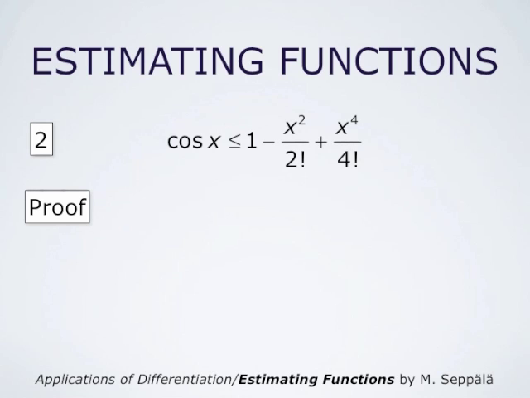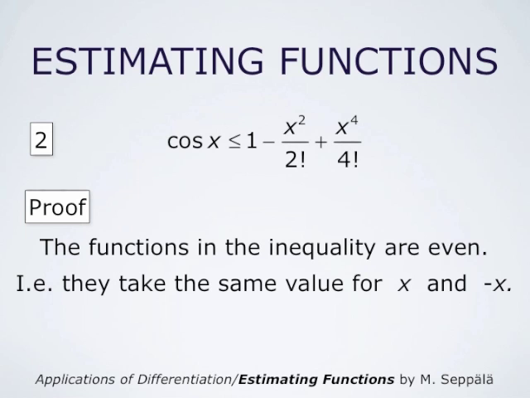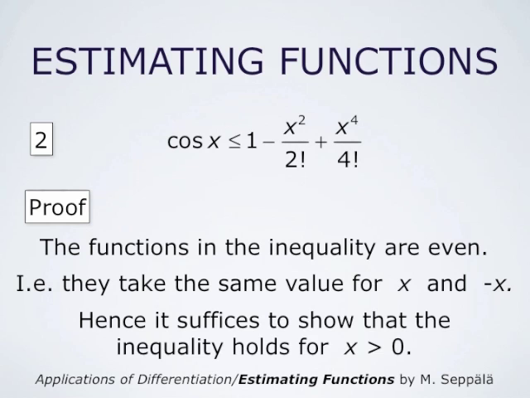In order to prove this, we first observe that the functions in the inequality are even. This means that they take the same value for x than what they take for negative of x. And this means that it suffices to show that this inequality holds for positive values of x. If it does hold for positive values of x, it also holds for negative values of x, because both sides of the inequality take the same value for x than what they take for negative of x.